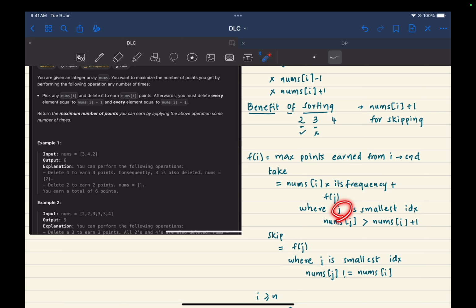We have to find the smallest index j such that nums[j] is greater than nums[i] + 1. Okay, this is for taking. If I choose to skip it, that means let's say I have 3 3 3 4 5.